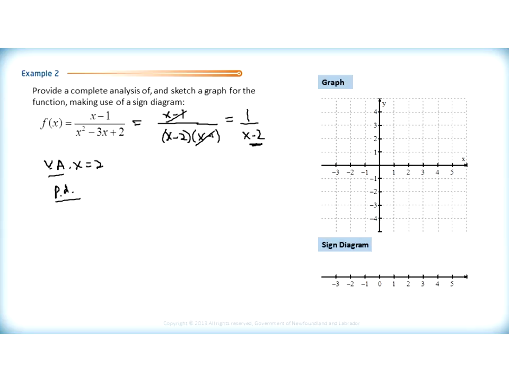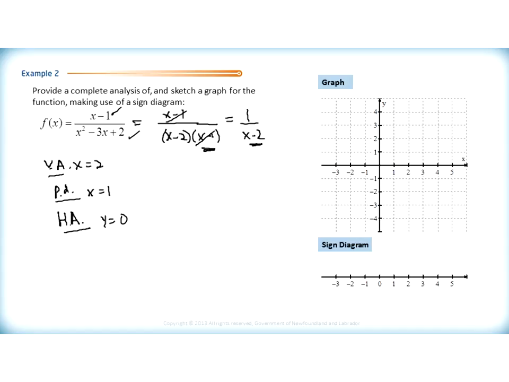Our point discontinuity will be at x equals 1 because of this factor. We're going to have a horizontal asymptote on this graph, and that horizontal asymptote will be at y equals 0. And we should know that because the degree of the top is smaller than the degree of the bottom.